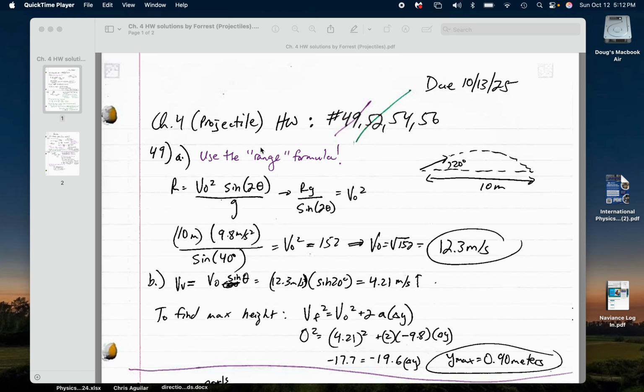Homework solutions to the Chapter 4 projectile problems. Again, these are only the first few sections of Chapter 4, but I wanted to assign a few problems and go over a few of those.